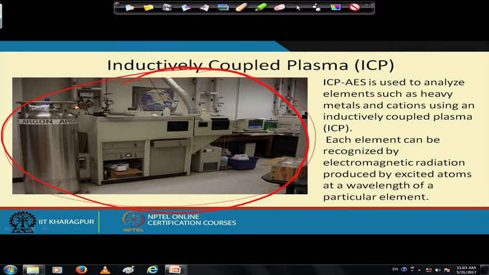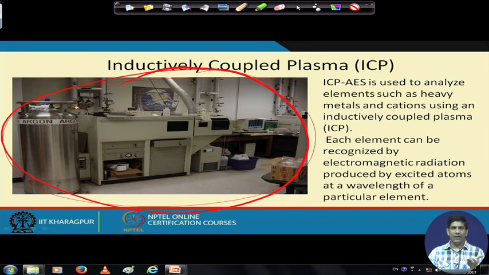So I was the person who was handling this machine day in and day out, so I have a very strong attachment to this machine. This machine is still there, and they have some newer machine there too. But it's used for heavy metals. It's used to analyze heavy metals and can be done for cations as well.